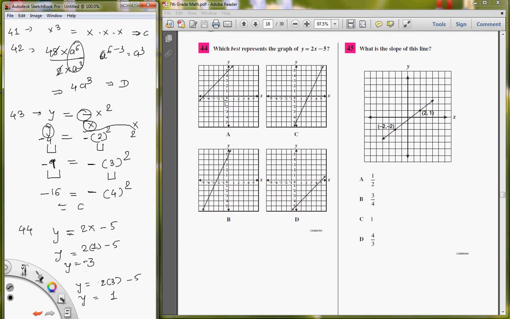When x is equal to 1 and y is equal to minus 3, that's wrong because this y is equal to 6. So that is wrong. Now I'm looking at this one. x is equal to 1, y is equal to minus 3. So that seems the correct answer. The answer will be C.